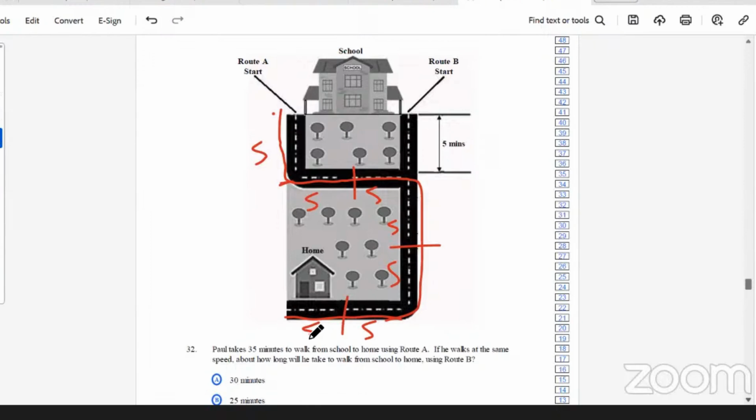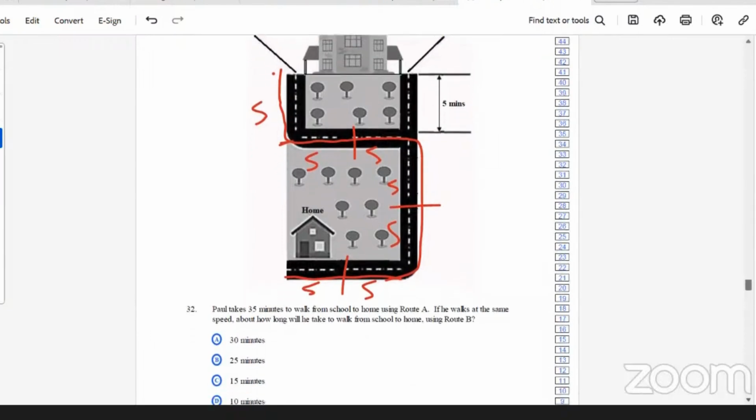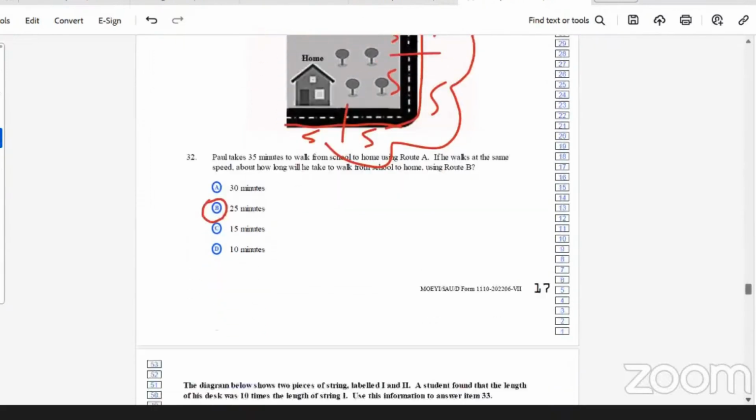So if we use route B, then about how long would it take him to get home? Let's look at the options. But if this is 5, as we indicated, this is going to be 5, 5. So for him, it would have been 5, 5, 10, 15, 20, 25. So I'm going to say for question 32, the answer is 25 minutes. Just a little bit less, 10 minutes less, if we decided to use that route.